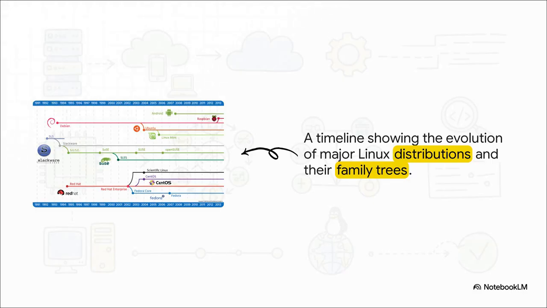And this family tree just shows you that incredible diversity in action. You can see these major lineages. You've got foundational distros like Debian and Red Hat, which then fork, that's when someone takes the code and creates their own version, into some of the most popular operating systems in the world, like Ubuntu and Fedora. There's even a little branch over there called Android. You may have heard of it.